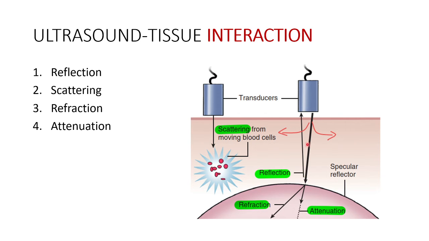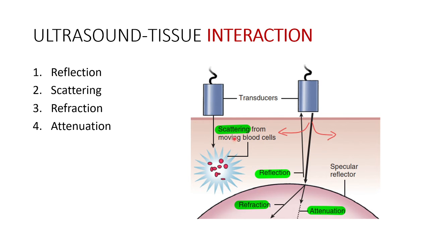But not all the sound waves which you send to a tissue get reflected back. A part of the sound waves will refract, that is, change its course and go in a different direction, and then further it will attenuate, or it will take the straight path and attenuate later. Or the fourth effect is scattering, that is, in between you may have red blood cells.